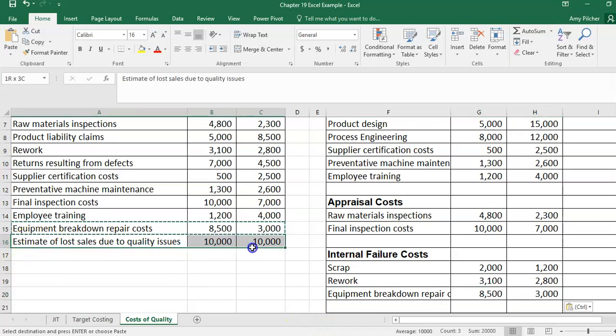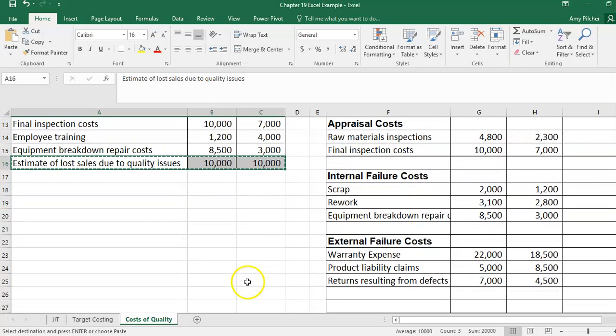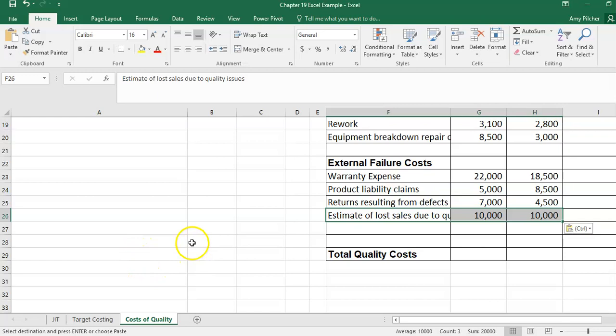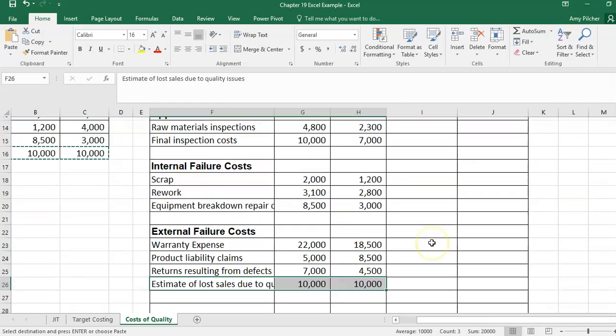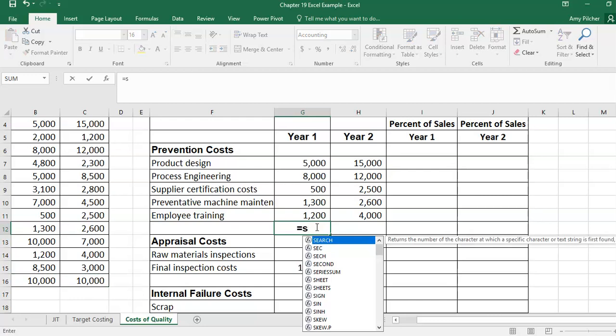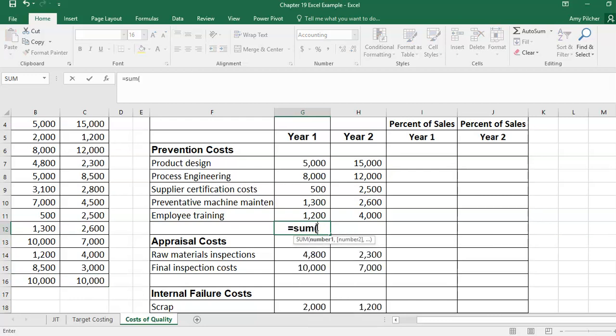An estimate of lost sales due to quality issues. When we lose sales because of quality issues, that means that our customers are highly dissatisfied with our products and they're not coming back to us to buy more. Lost sales is an external failure cost. Now that we've identified what each of our costs is, we can add up and get our total prevention costs, total appraisal costs, total internal failure costs, and total external failure costs in year one and in year two.